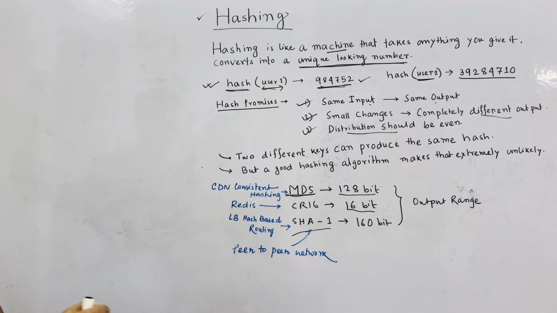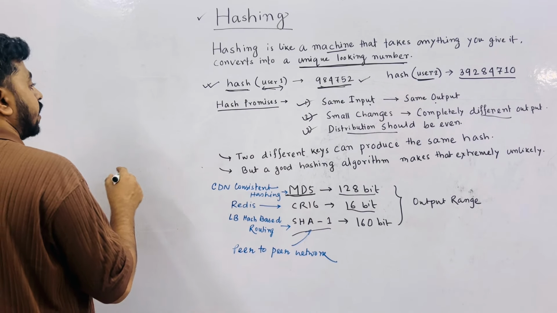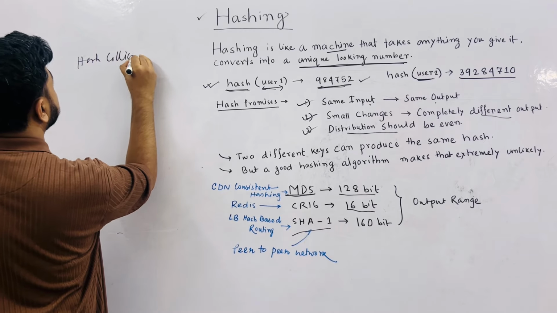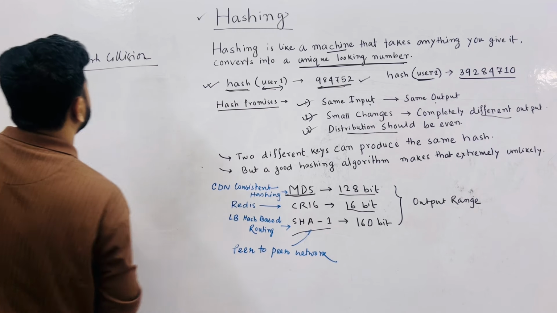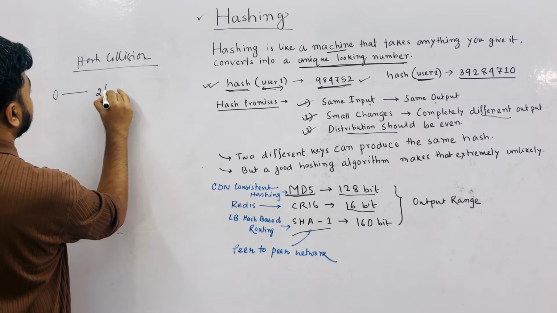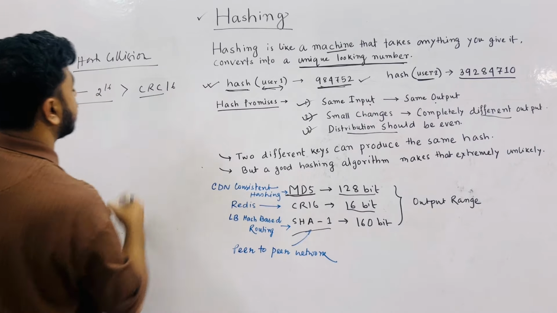Another thing, what we talked about earlier: hash collisions. So what are hash collisions? Right now we will discuss. What is the output range? The output range is 0 to 2 to the power 16 for the CRC16 algorithm.